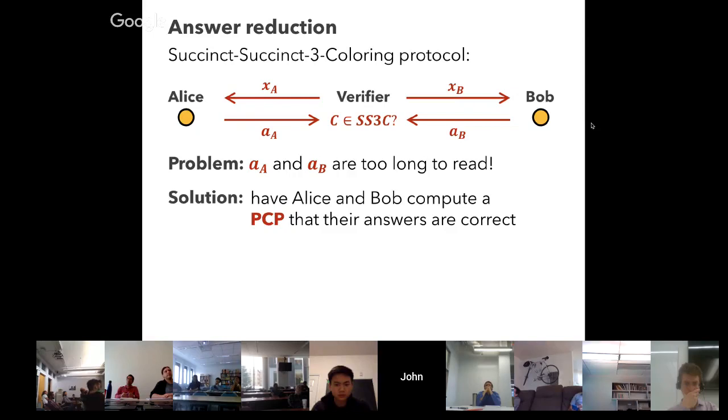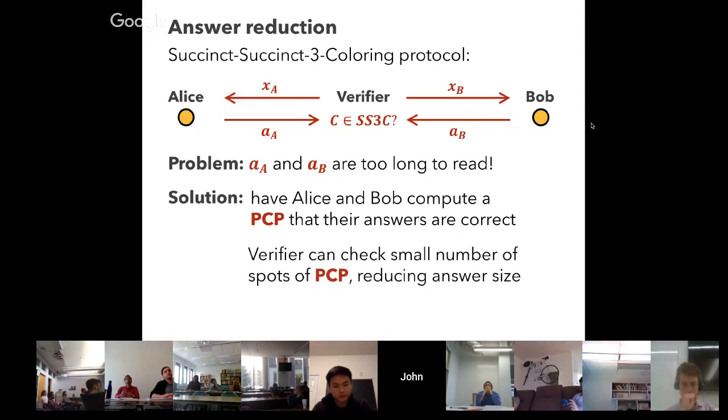And so the solution is pretty simple, actually. We pretty much apply PCP technology directly to what we're doing. So in other words, instead of reading the entire strings A_A and A_B, what we want the provers to do is just compute a proof that their answers satisfy the verifier's checks. And not just any proof, but a probabilistically checkable proof. The great thing about a probabilistically checkable proof is that you don't have to read the entire proof. Even though the proof might be exponentially long, you will only have to check a small number of positions.